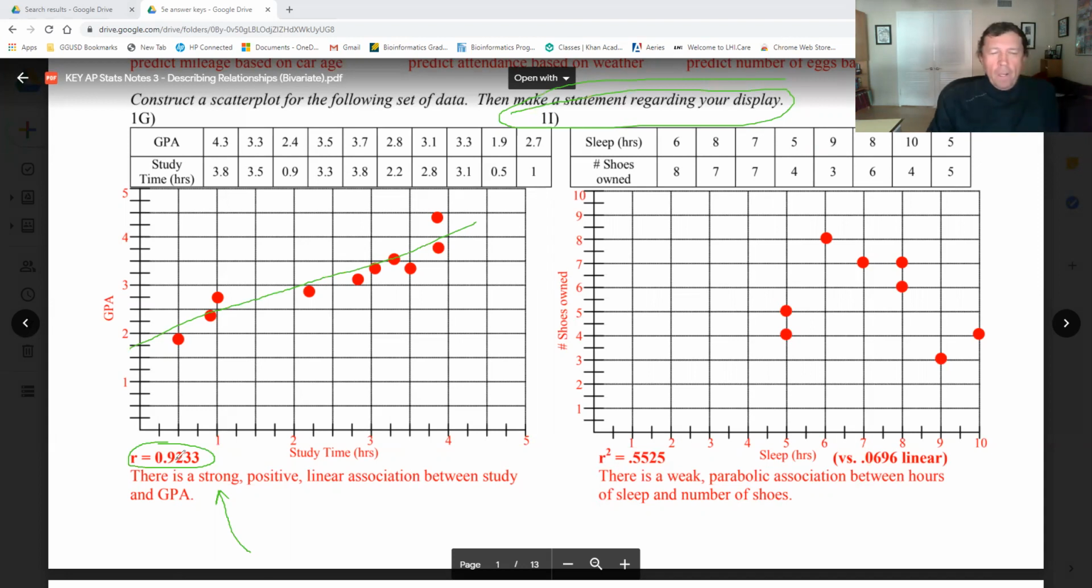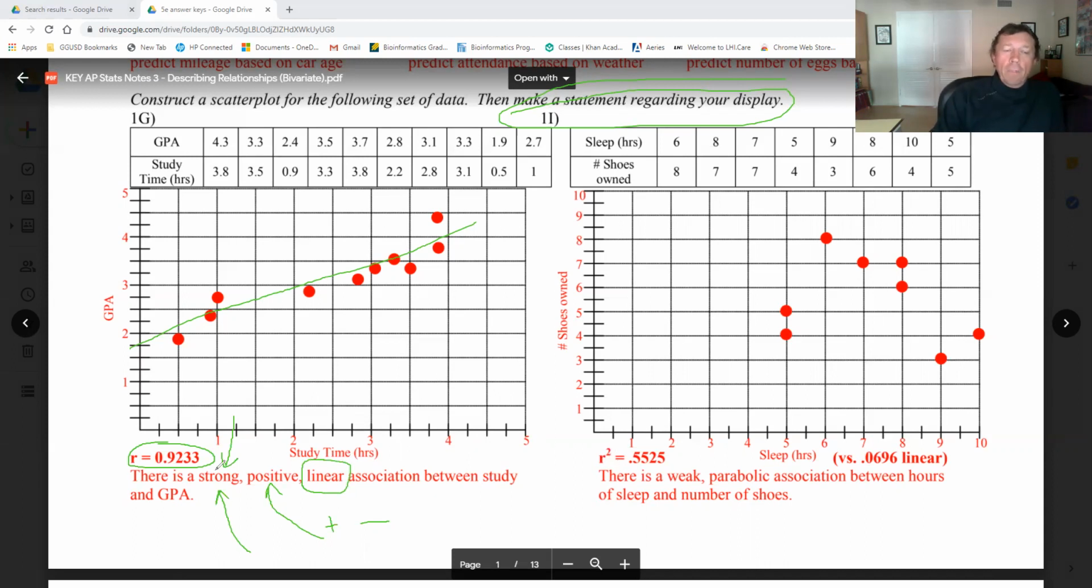0.9 is strong. So you're going to use strong, mild, or weak here. The second word you're going to use is positive or negative. If the trend has a positive slope, you'll use the word positive. If the trend has a negative slope, you use the word negative. And the last word you're going to use, if the data is linear, is the word linear.